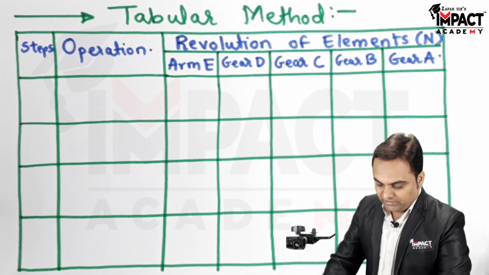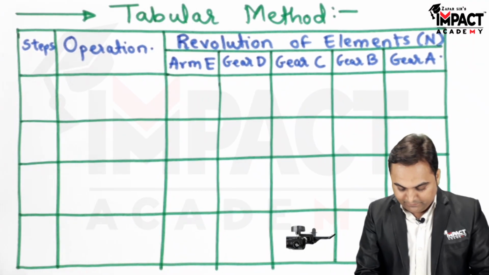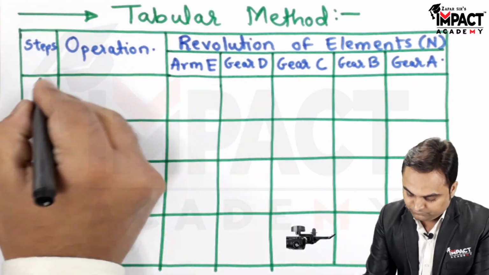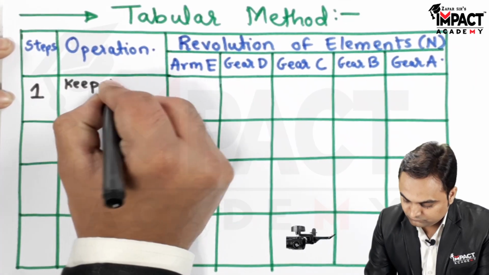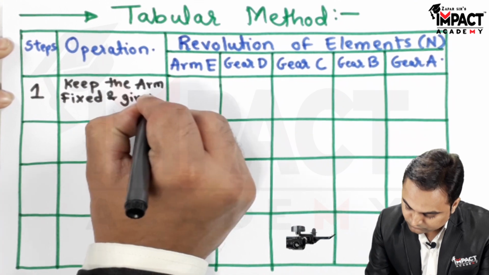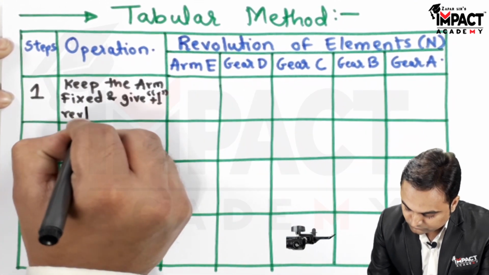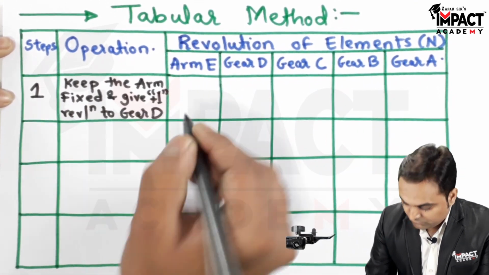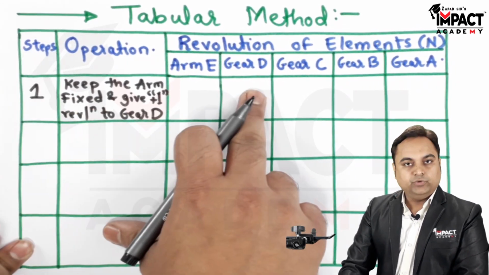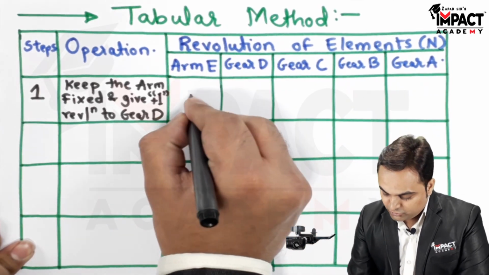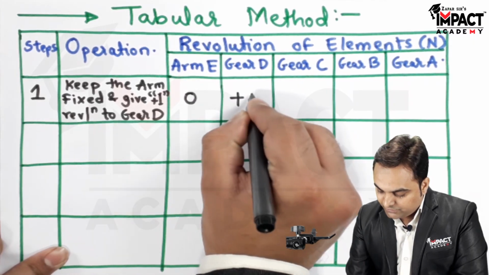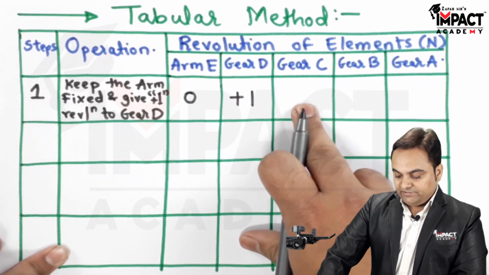Now, how to start these steps? The first operation is keep the arm fixed and give +1 revolution to gear D. So arm E is fixed, its motion is 0, gear D is given +1 revolution. Then I have to find the speed of gear C.